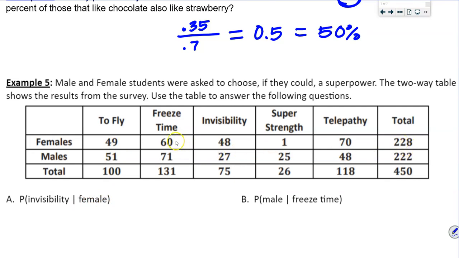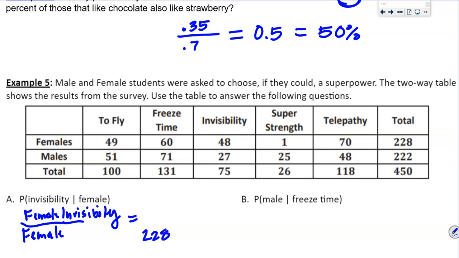That's what we're looking at. Okay, so we're going to say this is female on the bottom. Y'all got me? And then females that chose invisibility on top. Okay? So how many total females do we have? 228. See it right here? And then how many of those chose invisibility? 48 of those, right? So again, if this can be simplified, we're going to. And it can. So that's 4/19, and that's equal to 0.21, which is 21%.